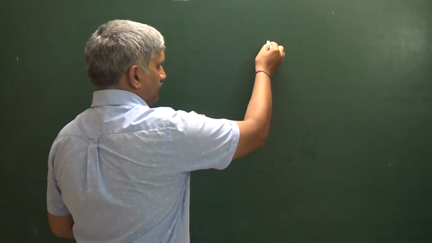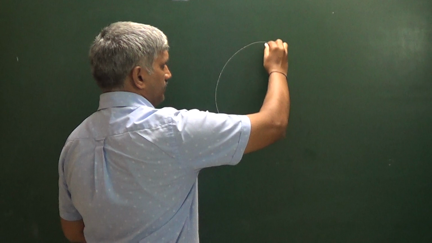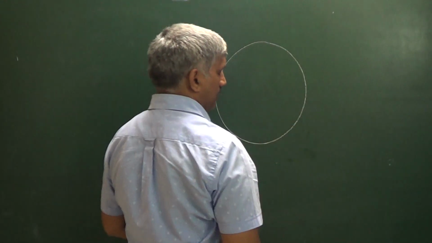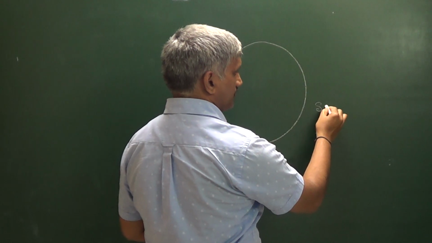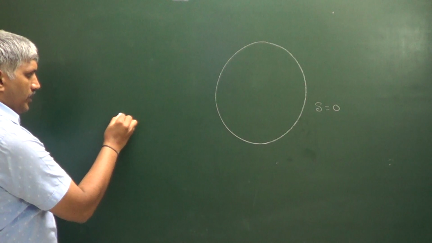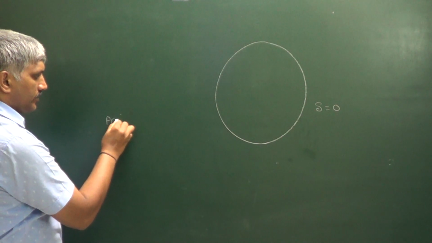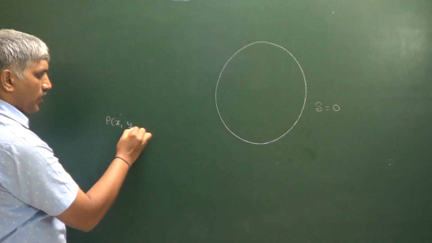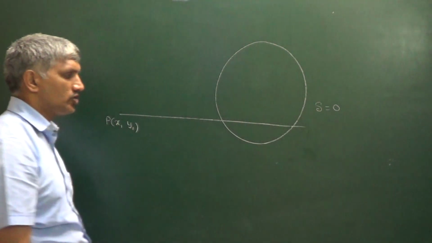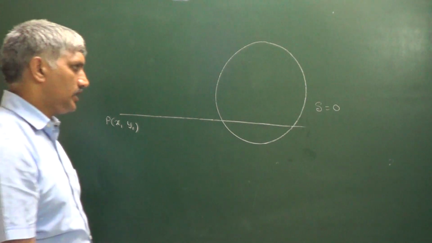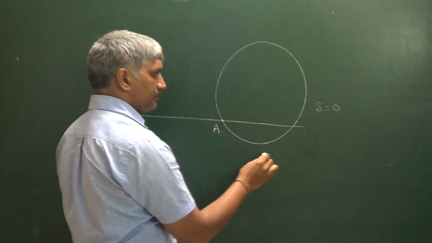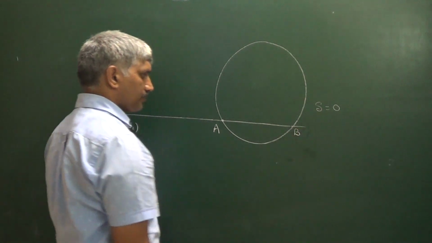So this is a circle. Let us say the circle equation is S equal to 0. P(x1, y1) is an external point. Through this external point a secant line is drawn. The secant line cuts the circle at A and B.